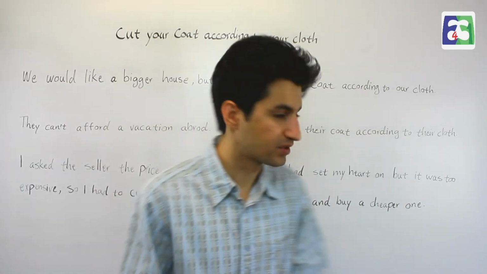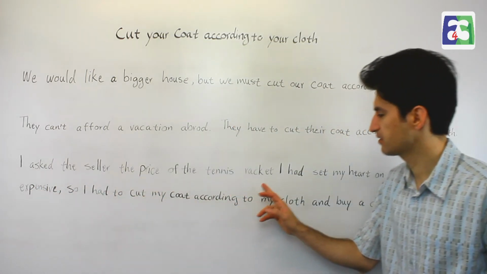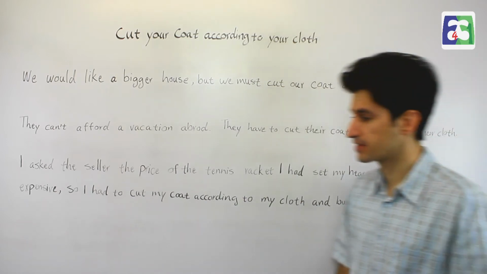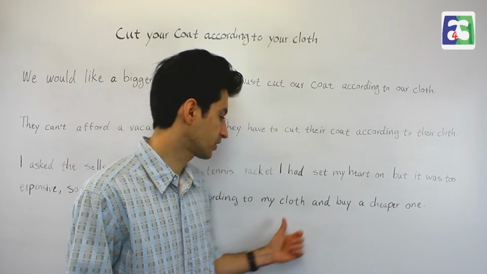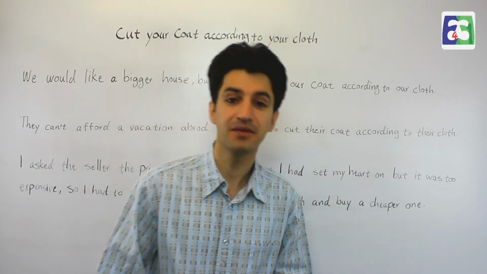Alright, now let's look at the third one. "I asked the seller the price of the tennis racket I had set my heart on, but it was too expensive, so I had to cut my coat according to my cloth and buy a cheaper one."